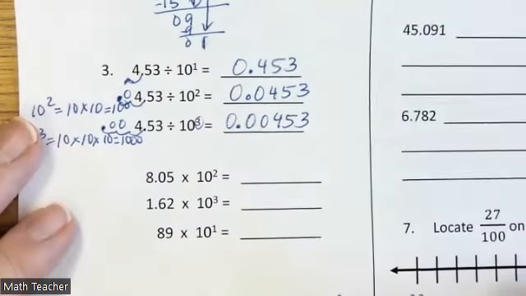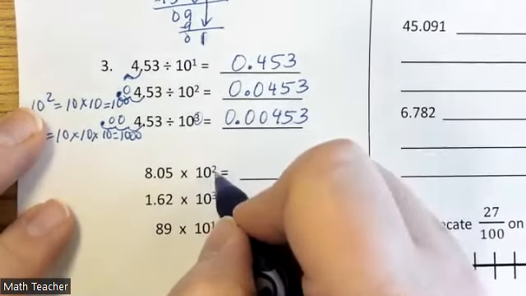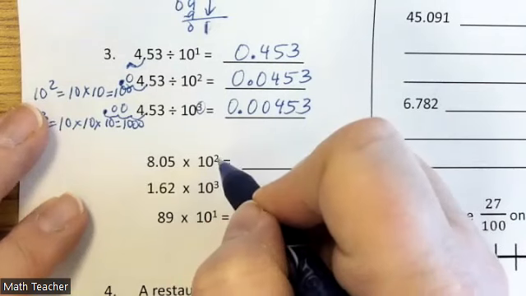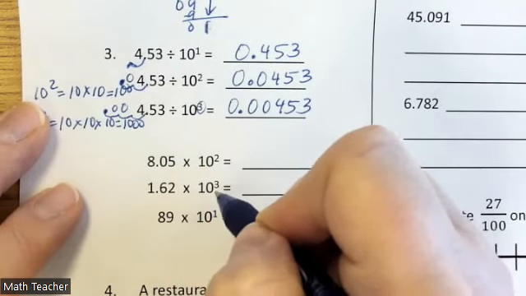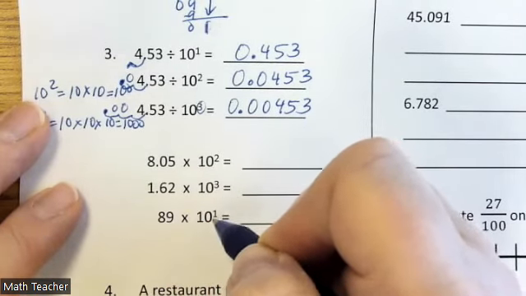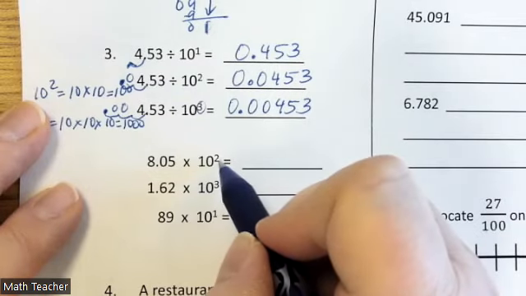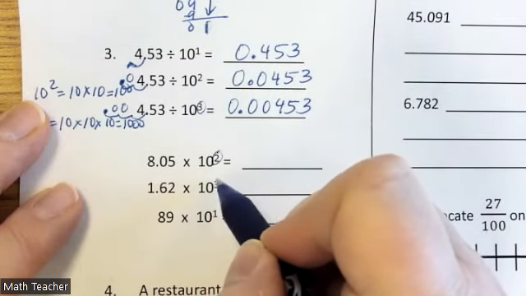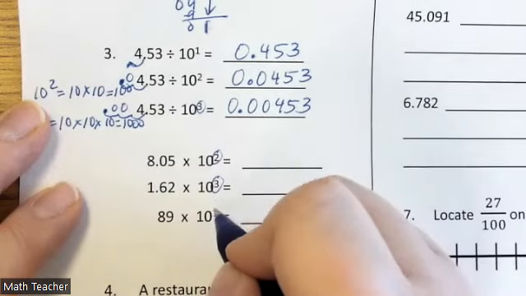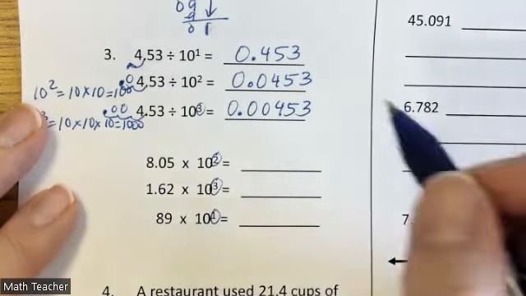0.00453. Next, we're multiplying by powers of 10. Multiplying by powers of 10 is like multiplying by 10 to the second is 100. 10 to the third is 1,000. 10 to the first is 10. So here we're moving our decimal 2 places to the right. Here we're moving our decimal 3 places to the right. Here we move our decimal 1 place to the right.